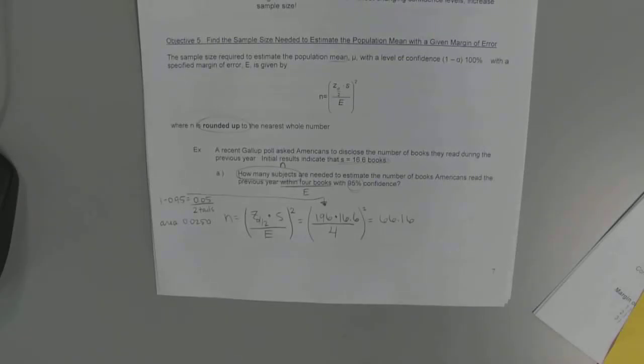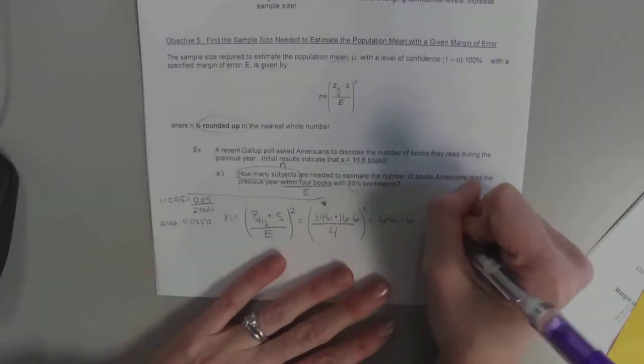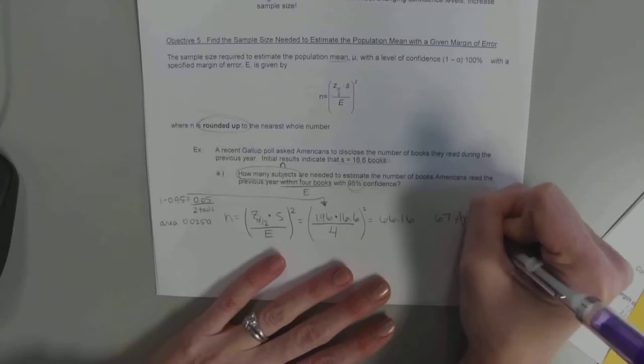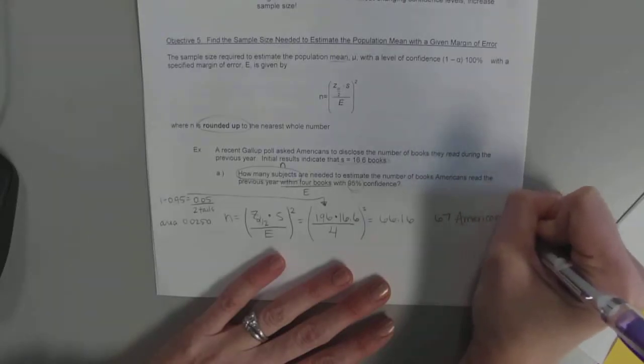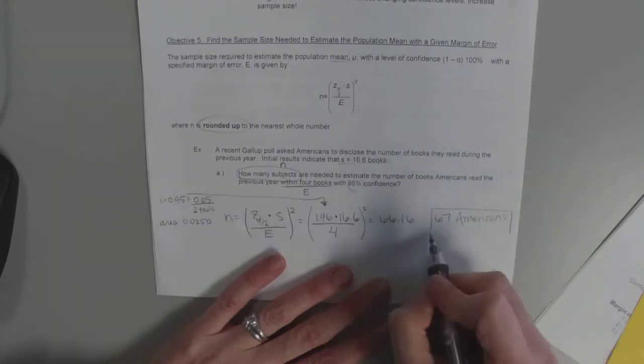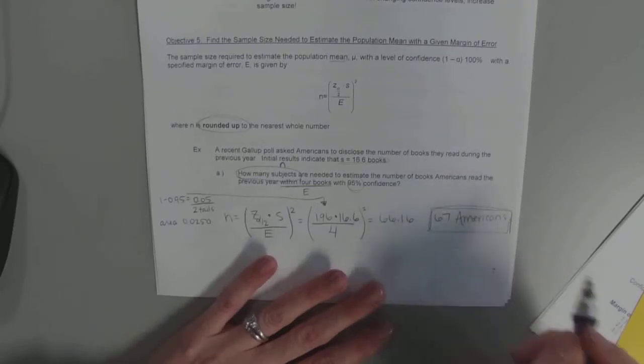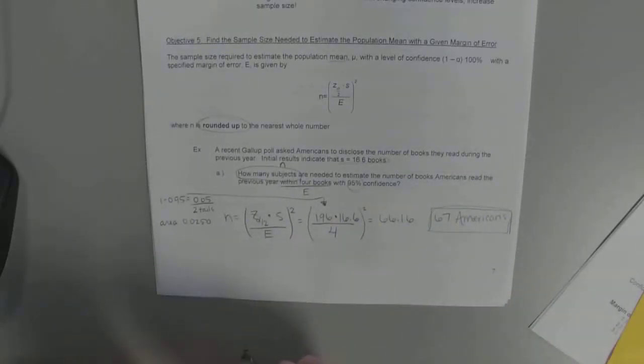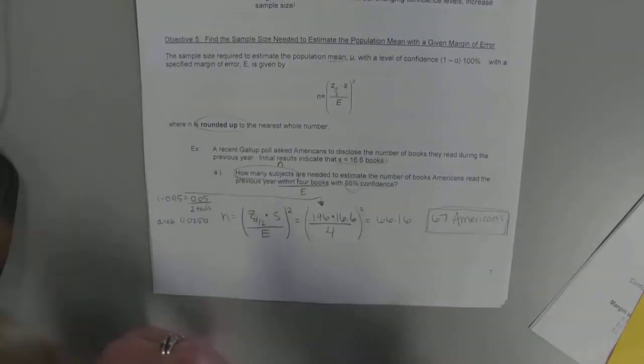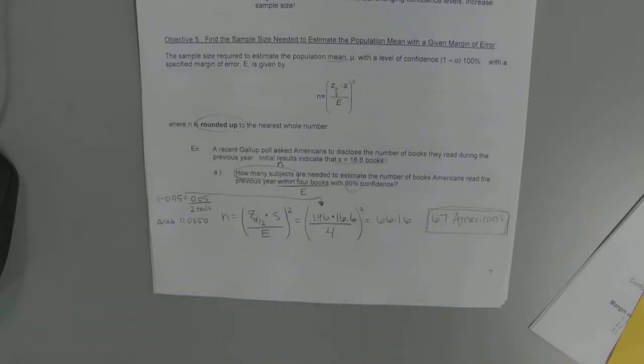So can you ask 0.16 Americans? No, but is 66 Americans enough? No. So what do we have to round to? 67 Americans. So if we really want to be 95% confident when we do our confidence interval and be within 4 books, like so our margin of error would be 4 this way, 4 that way, our N would have to be 67. Okay, we'd have to ask 67 people.